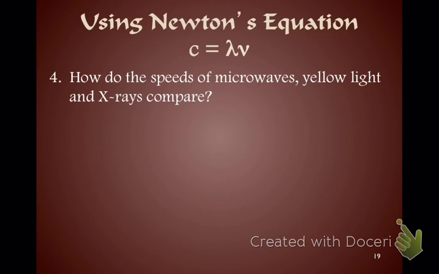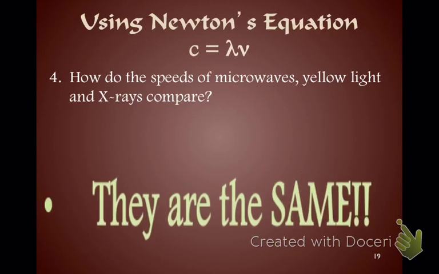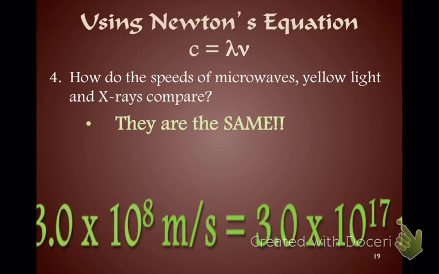How do the speeds of microwaves, yellow light, and X-rays compare? Well, they are all types of light, just like the red light from a helium neon laser and the radio waves that come from the radio station. They are all the same.